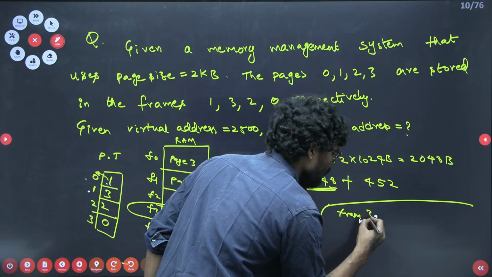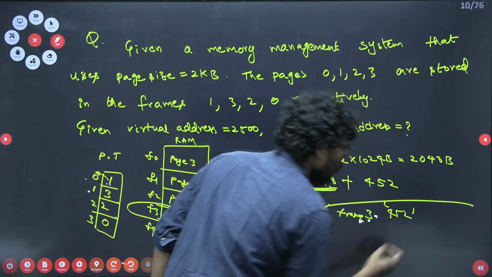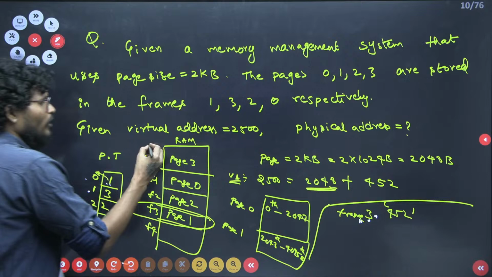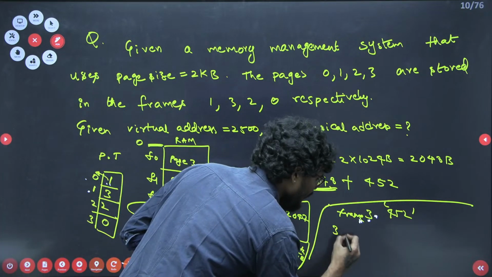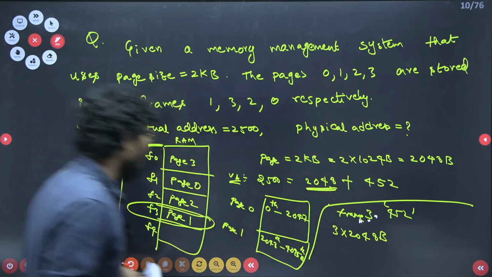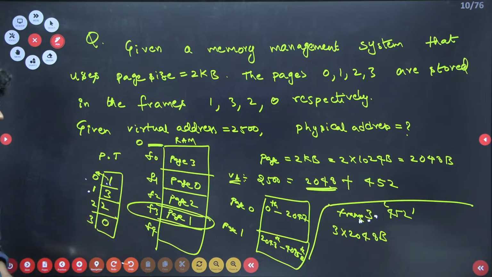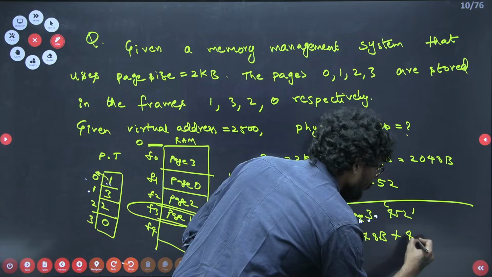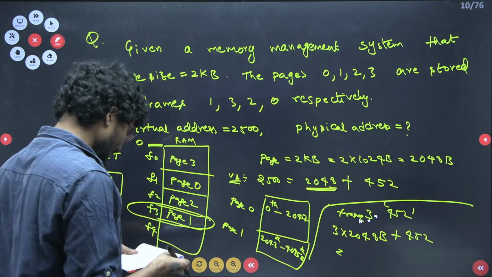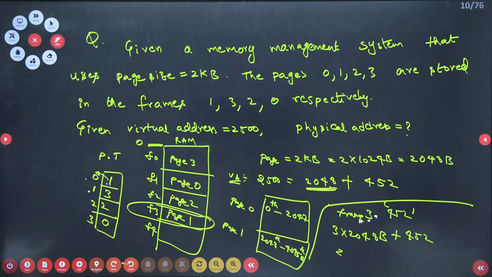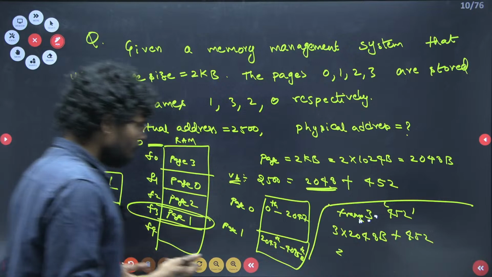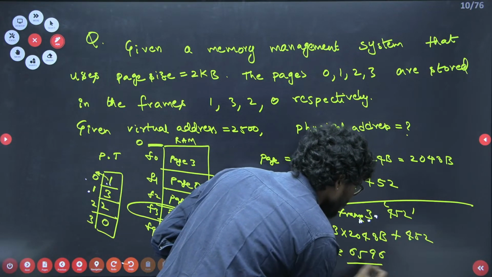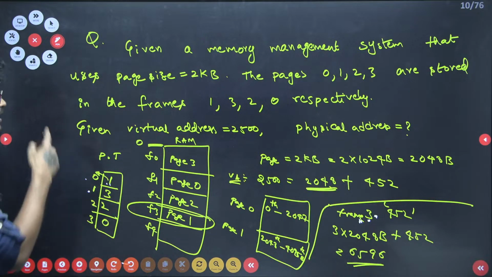So it is frame 3, and 452 is the offset. Because the addresses start from 0 here, in frame 0, frame 1, frame 2, we already have how many addresses? 3 into 2048 bytes. These are already stored in the frames from 0 to frame 2, right? And then we need to offset 452 here. So what is the answer that you will get? It is 3 into 2048 plus 452, which is 6596. That is the corresponding physical address for the given virtual address.